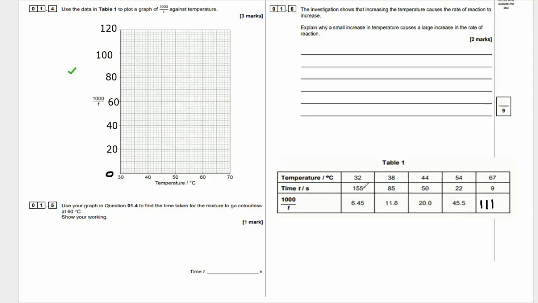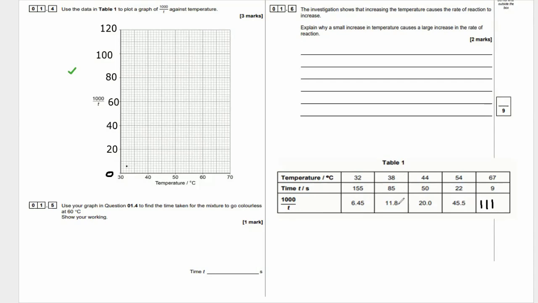So 6.45 and 155. Now, you are allowed an error of like half a square. So if we go to temperature 32, and the temperature along here is 10 small squares, so 32 is 2 squares along. And we want to go up to 6.45. Now that's 10, so halfway between these would be 5, and I'm erring towards there. So there's my first point.